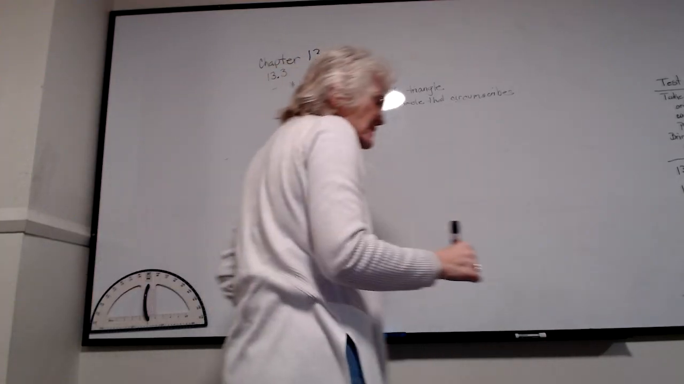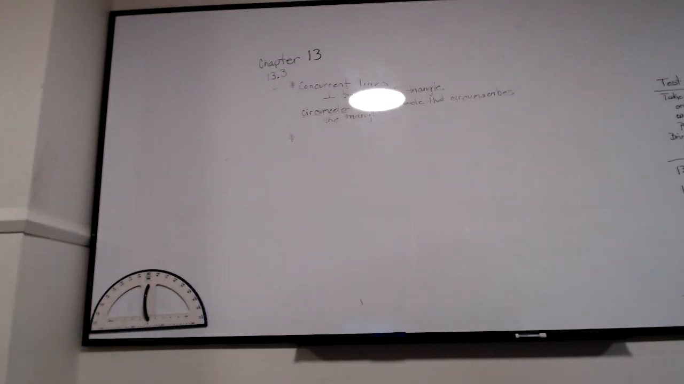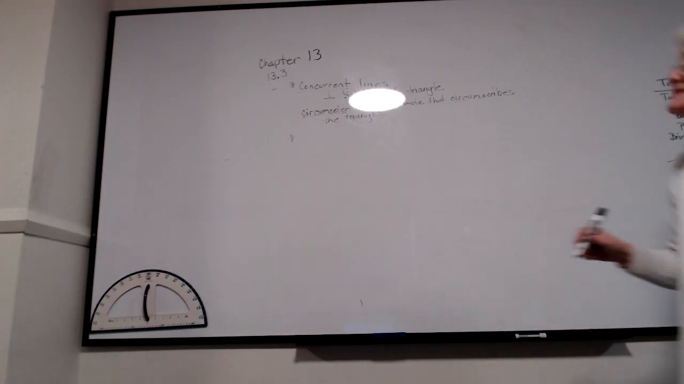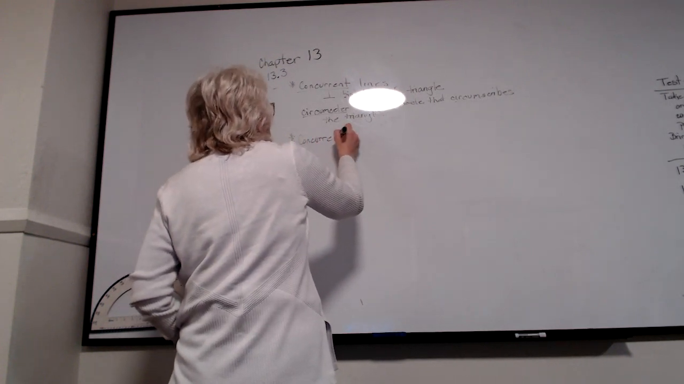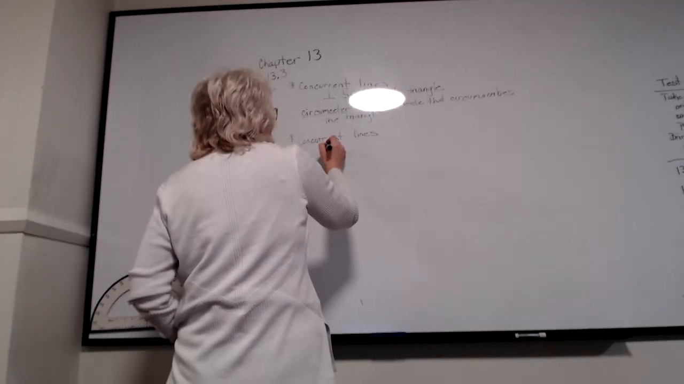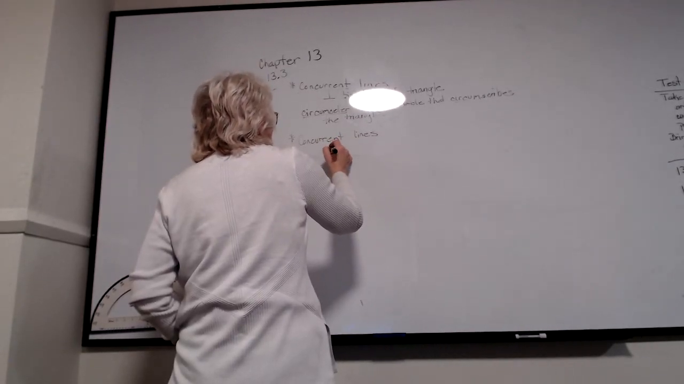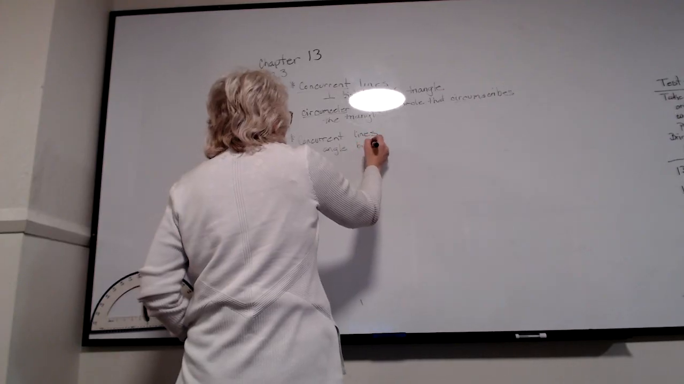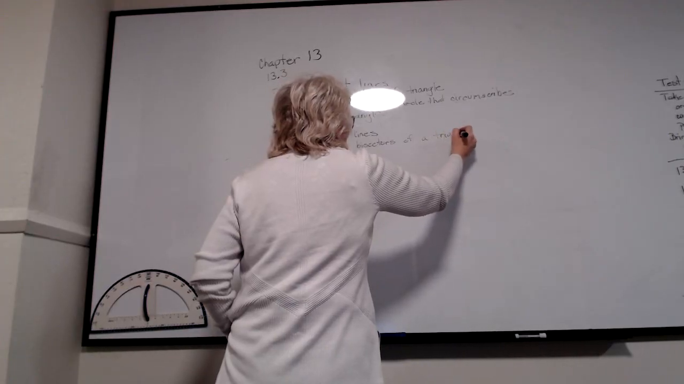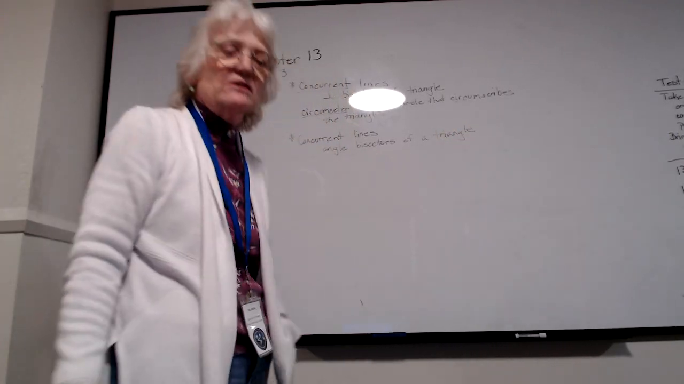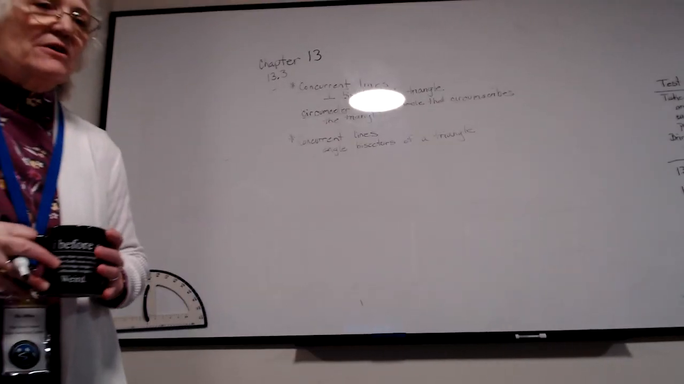Remember I said that this whole section is about concurrent lines, okay? So the first set of concurrent lines is the perpendicular bisectors of a triangle. The second set of concurrent lines are the angle bisectors of a triangle. That's the line that cuts your angles in half. And they will all meet in the center also.